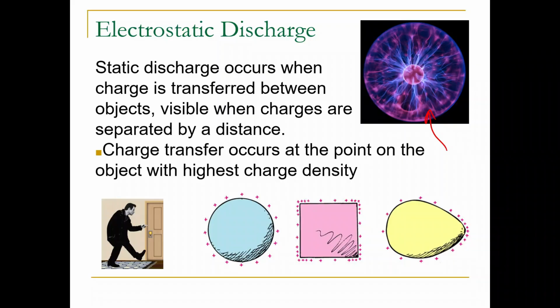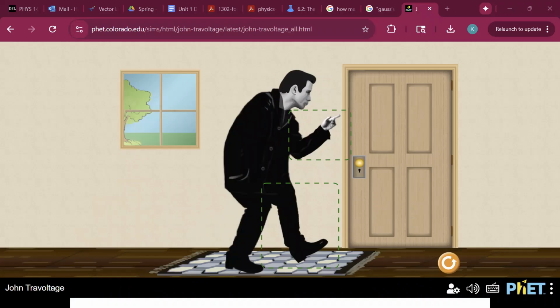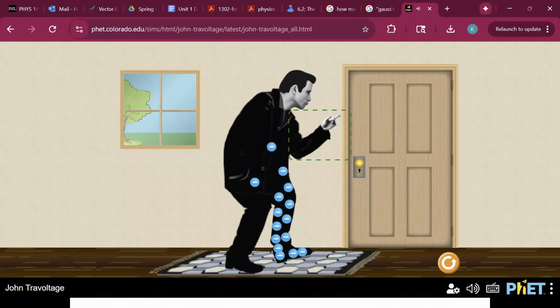So we can look here at John Voltage and see what's going on. All right, so here we have John Voltage, and he's walking on this carpet here. And so we can see that as he walks, even though he's wearing insulating shoes, he's actually charging up his body, and the outside of his body by friction. So this is charging by friction right here.